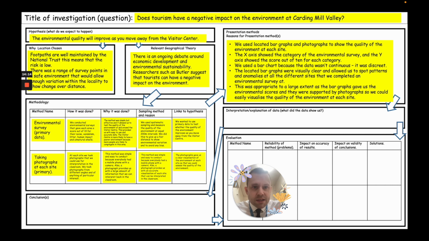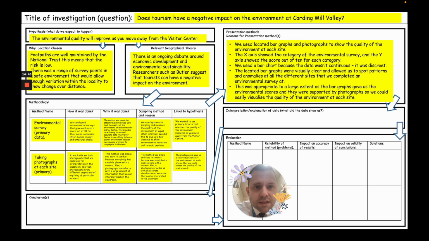Now the x-axis, which is along the bottom, showed the category of the environmental survey, such as human impact, noise or natural smells. And the y-axis going up the side showed the score out of 10 for each category. Now, we used a bar chart because it was the most appropriate. The data was not continuous. We'd have used a line graph if it was continuous. It was discrete. So what that means is each score for each element was separate.